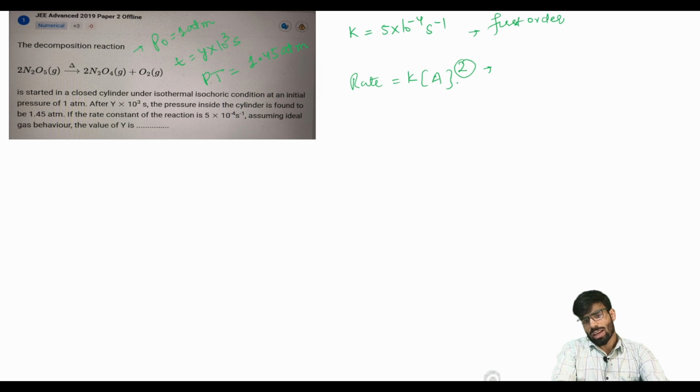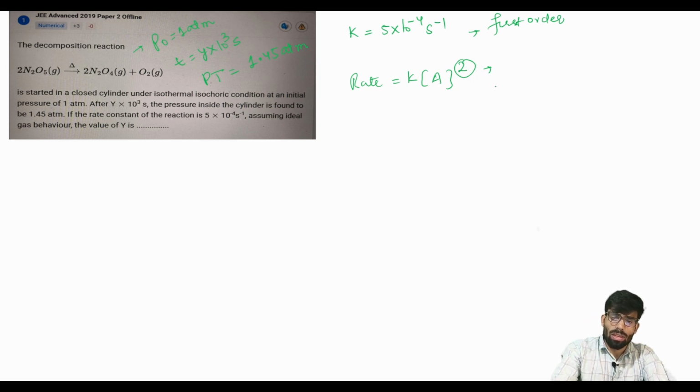But the order of the reaction is experimental, so we can't deduce the order by looking at the stoichiometric coefficients. That means it's a complex reaction, not a simple reaction. In our previous video, I explained how we calculate the order of a complex reaction. We usually use two approximations: one was the equilibrium approximation and the other was the steady state approximation.